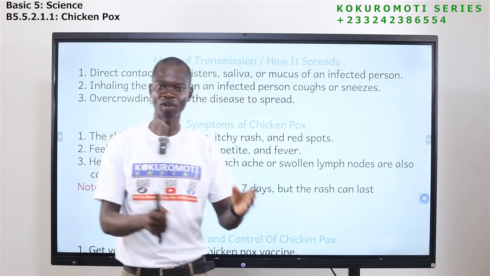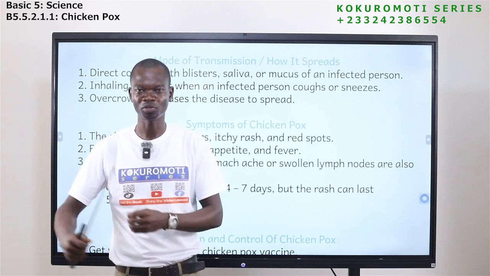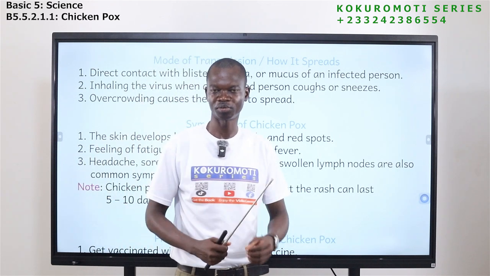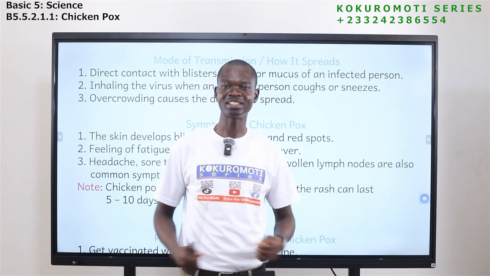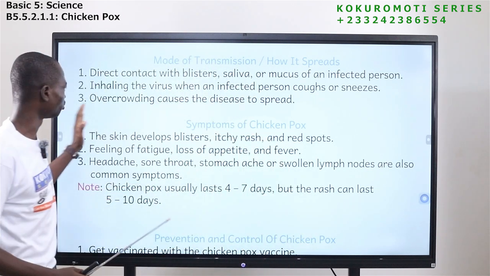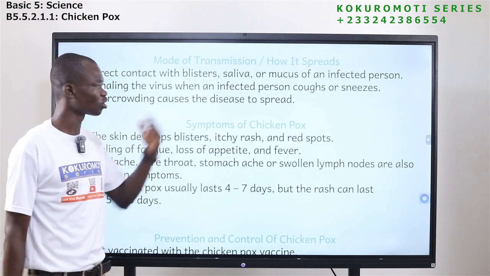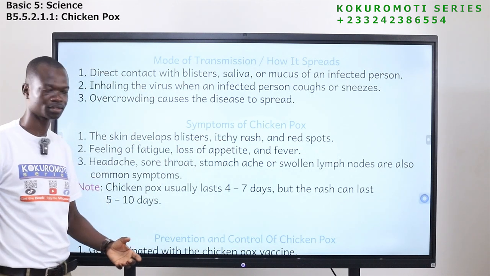So imagine someone in this place has skin disease. The person will be touching a lot of people. So the disease can spread easily in places that are crowded. So we should know that overcrowding causes the disease to spread.